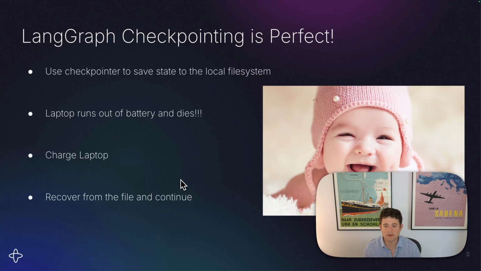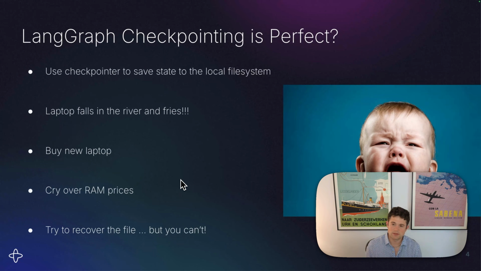This is great. If my laptop runs out of battery and it dies, I can charge the laptop, and then I can recover from the file and continue, if I'm 300, 400 iterations through my agentic loop, and I don't want to lose all my progress. But this changes when we go into the cloud.